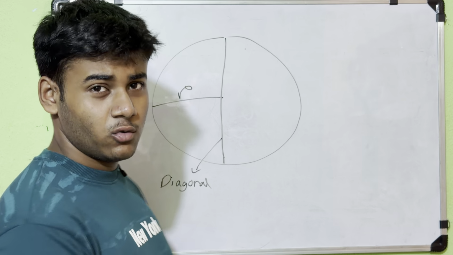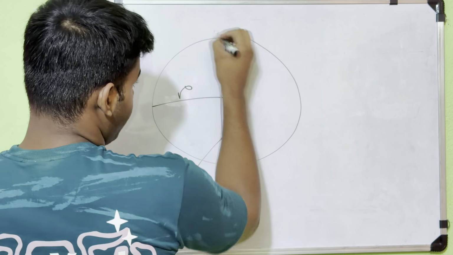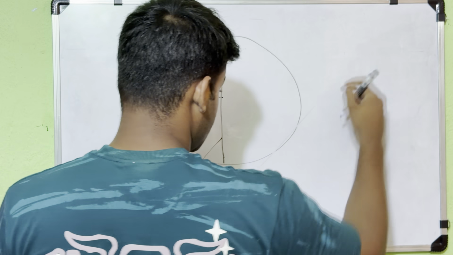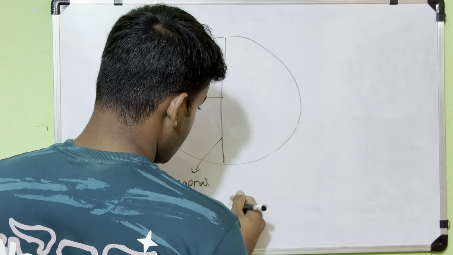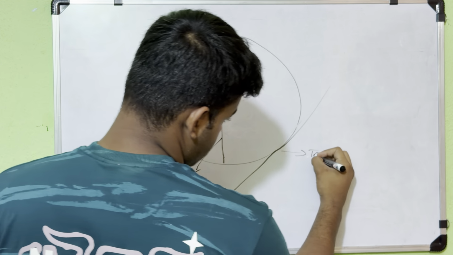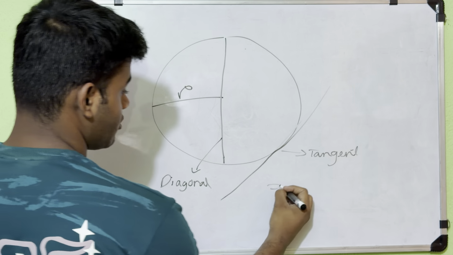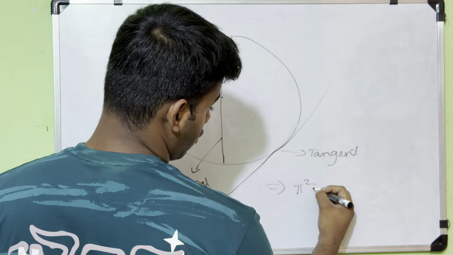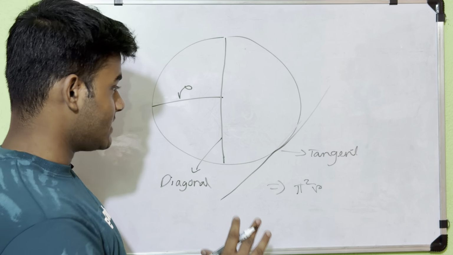At first I'm going to clear the basics of this chapter. What are these and why should you do this? The line that touches it and crosses like this is known as a tangent. Now altogether, this when mixed up is known as pi square radius. So this is the basics of the circle.